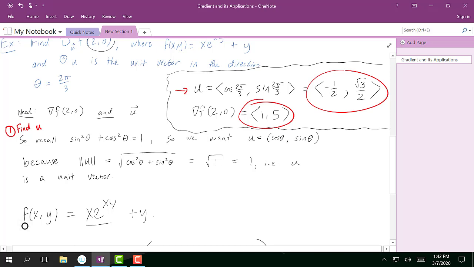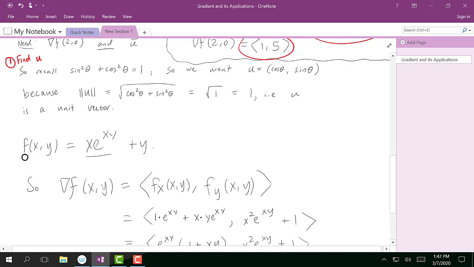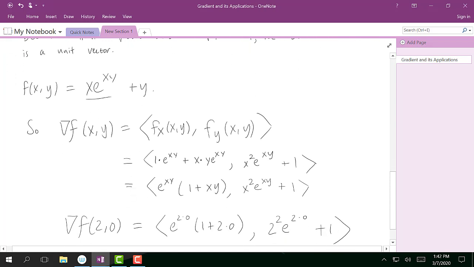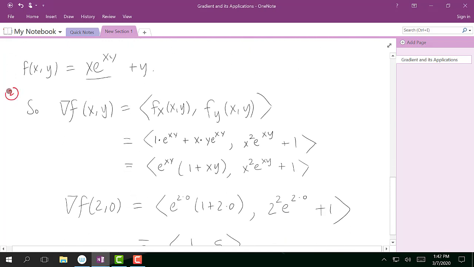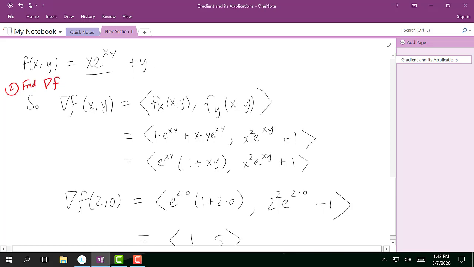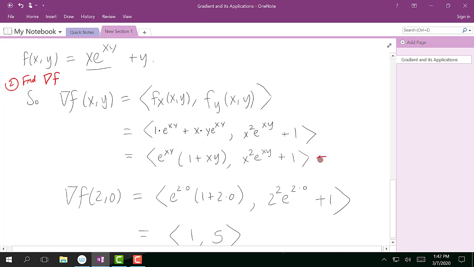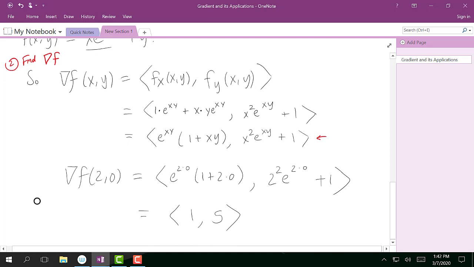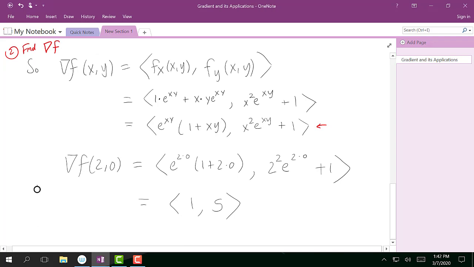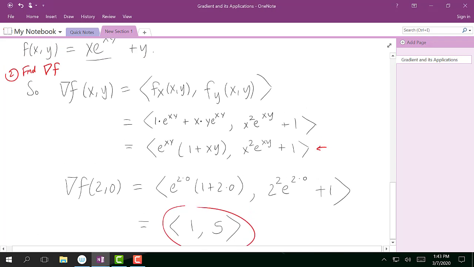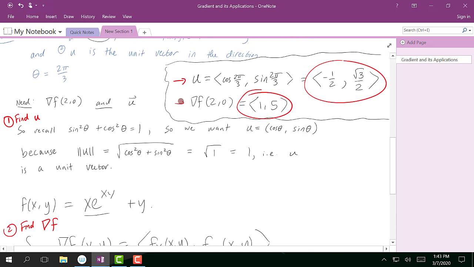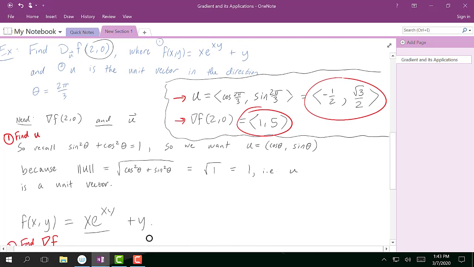Then we found the second thing that we needed, the gradient of f at the point 2, 0. So first we take the gradient. So step 2, find the gradient of f. We get this function right here. And then we evaluated it at 2, 0 to get this vector right here. So we put that up here. Now I have both pieces of information, and we can solve this exercise.